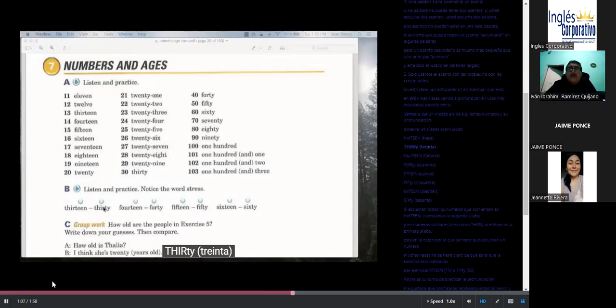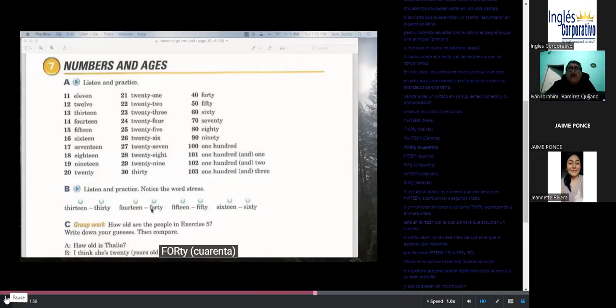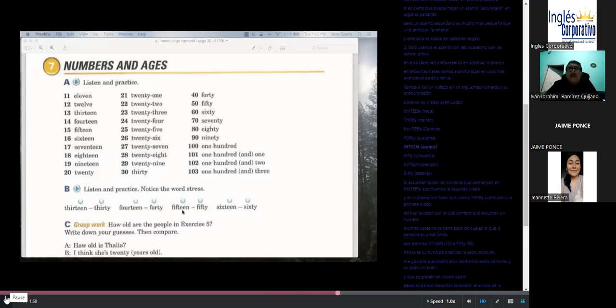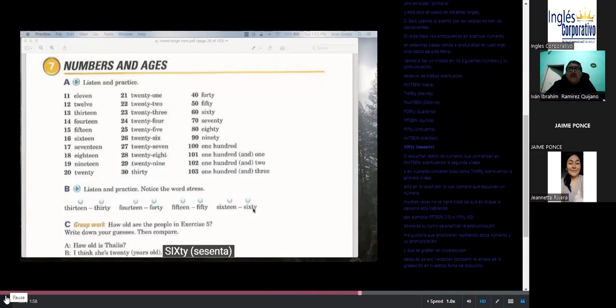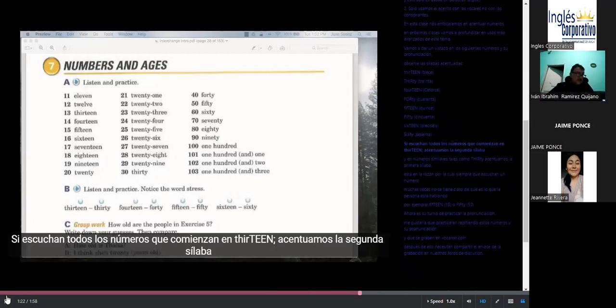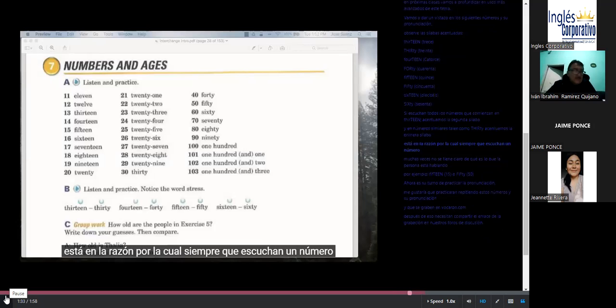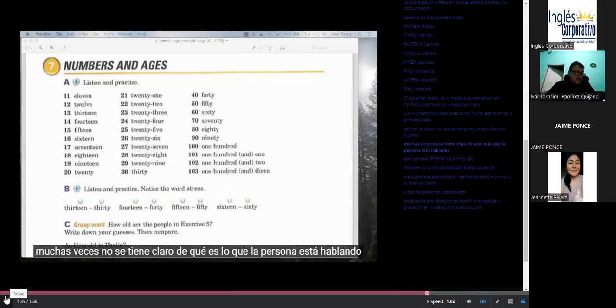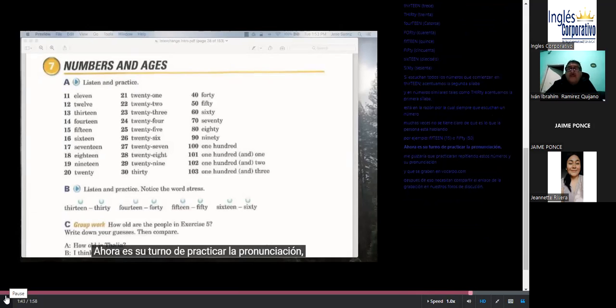13, 30, 14, 40, 15, 50, 16, 60. If you hear all the numbers starting at 13, we will stress the second syllable, and similar numbers such as 30, you'll stress the first syllable. This is the reason why whenever you hear a number, you may not be clear on whether the person is talking about 15 or 50. Now it's your turn to practice pronunciation.